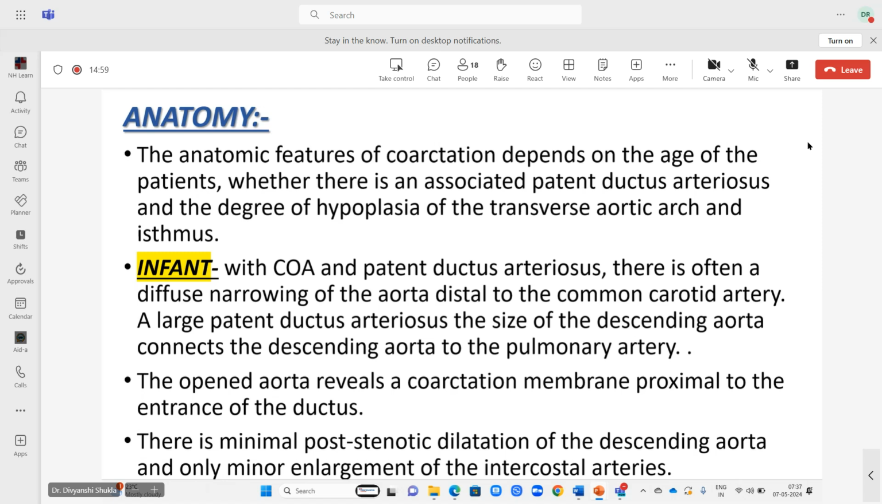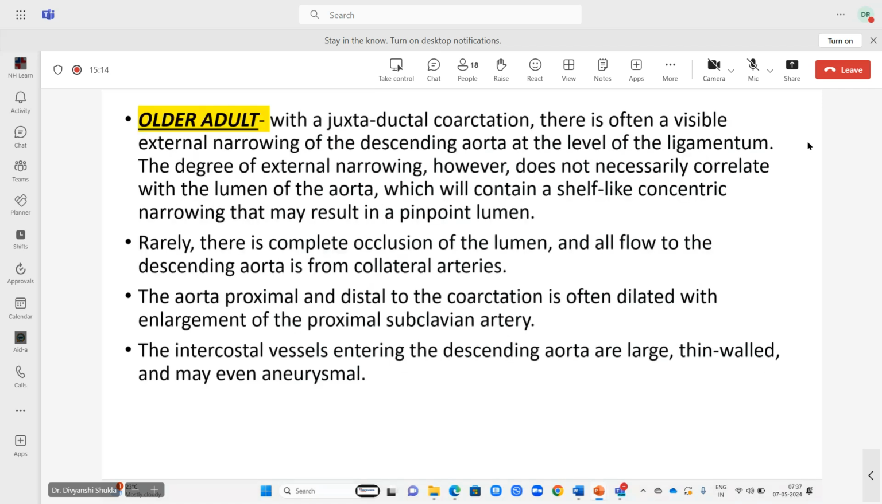The opened aorta reveals a coarctation membrane proximal to the entrance of the ductus. There is a minimal post-stenotic dilatation of the descending aorta and only minor enlargement of the intercostal arteries. In an older adult with a juxtaductal coarctation, there is often a visible external narrowing of the descending aorta at the level of the ligamentum. The degree of external narrowing, however, does not necessarily correlate with the lumen of the aorta, which contains a shelf-like concentric narrowing that may result in a pinpoint lumen.